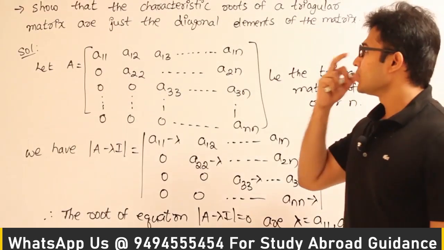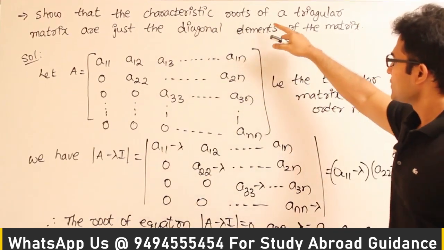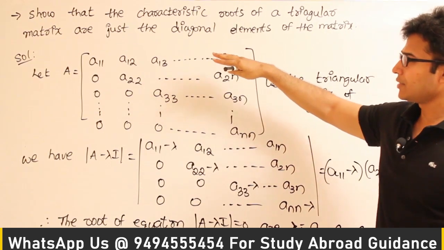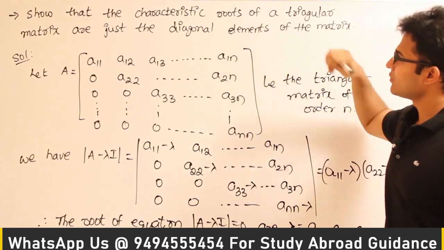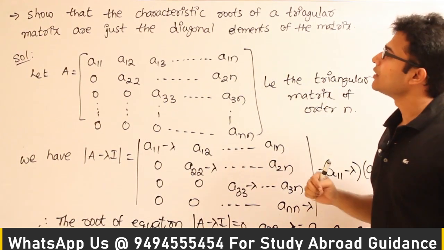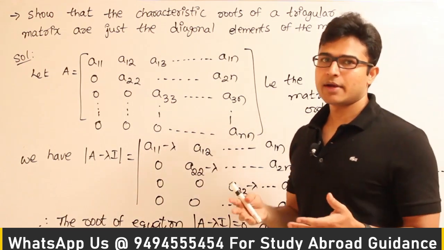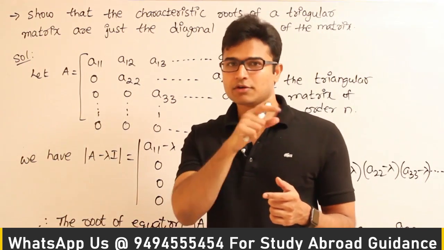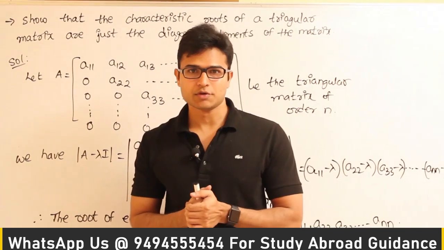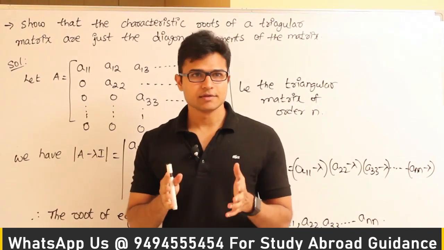Now see this, we are supposed to show that the characteristic roots of a triangular matrix are just the diagonal elements of the matrix. What does it mean? That the eigenvalues of a triangular matrix are nothing but the values across the principal diagonal. That is what we are supposed to show. Are you getting this? Simple.